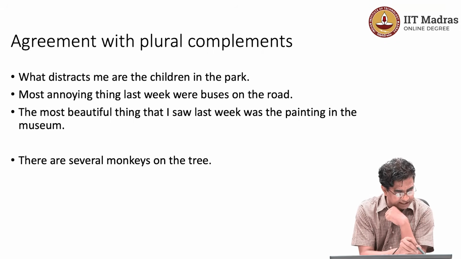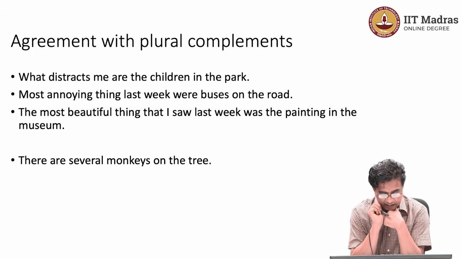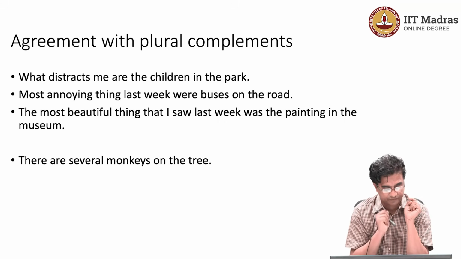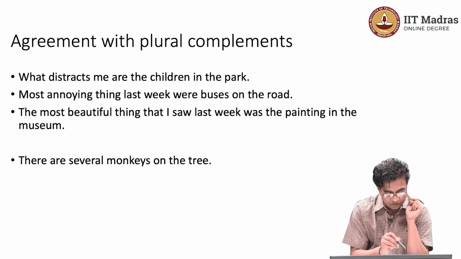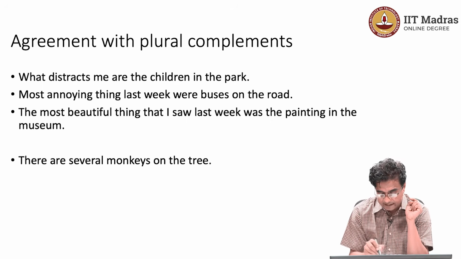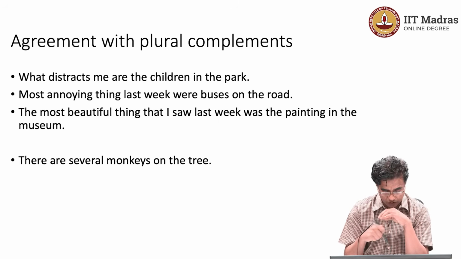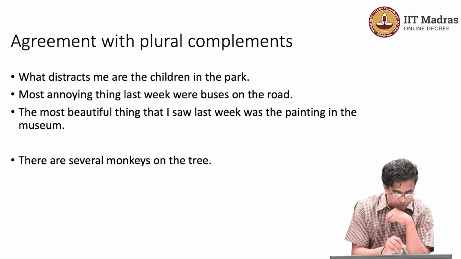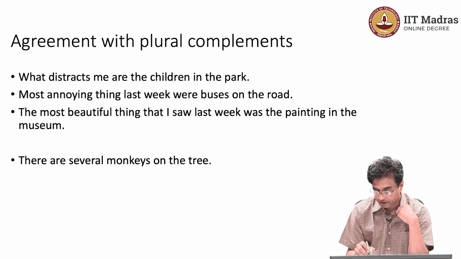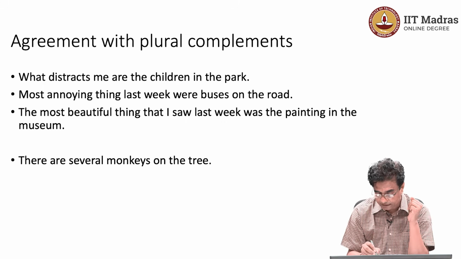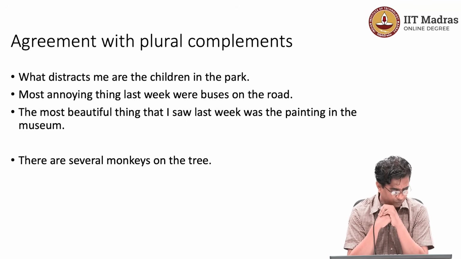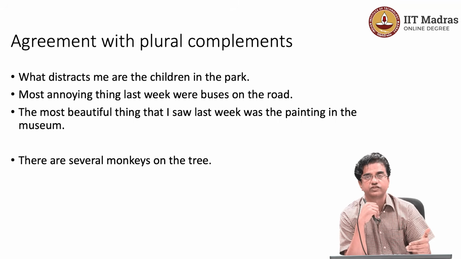So in some other cases, when we say "what distracts me are the children in the park," the agreement "are" comes from children. "Most annoying thing last week were buses on the road." So again, this agreement of "were," plurality, comes from the buses. "The most beautiful thing that I saw last week was the painting in the museum." Here, the painting's singularity takes this agreement singular.